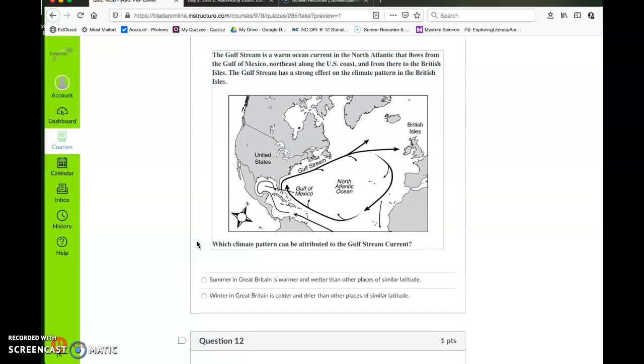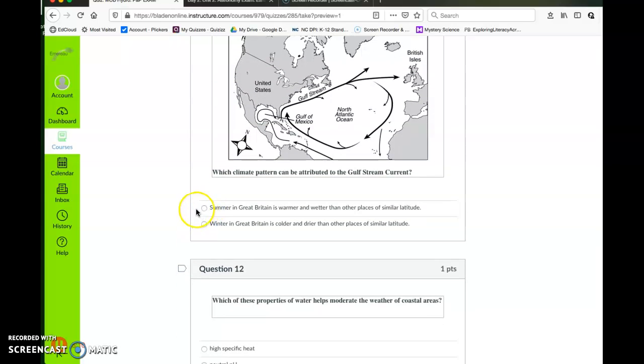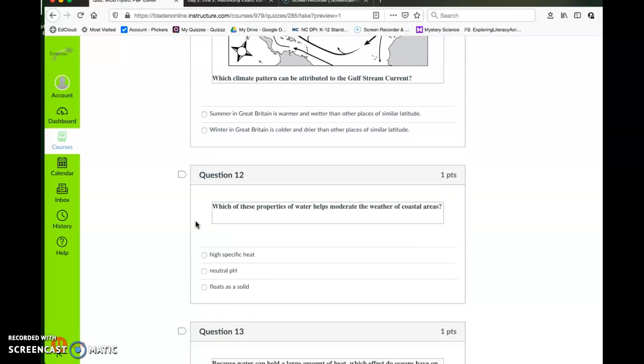Question 11. The Gulf Stream is a warm ocean current in the North Atlantic that flows from the Gulf of Mexico northeast along the U.S. coast and from there to the British Isles. The Gulf Stream has a strong effect on the climate patterns in the British Isles. Which climate pattern can be attributed to the Gulf Stream current? 1. Summer in Great Britain is warmer and wetter than other places of similar latitudes. Or 2. Winter in Great Britain is colder and drier than other places of similar latitudes.